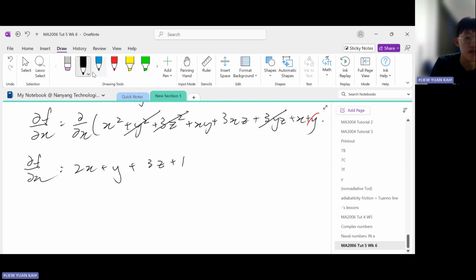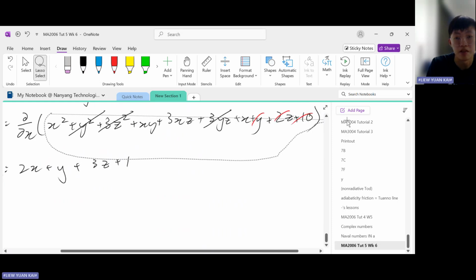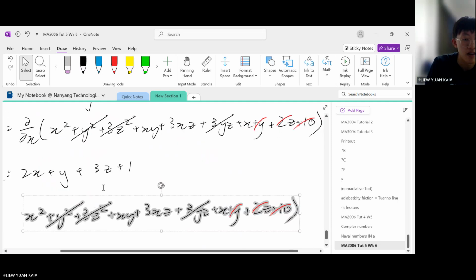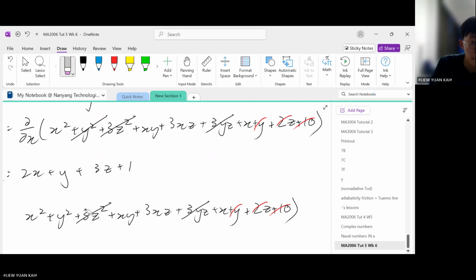We need to do the same thing with the derivative with respect to y. So let me copy this down and clean this up.